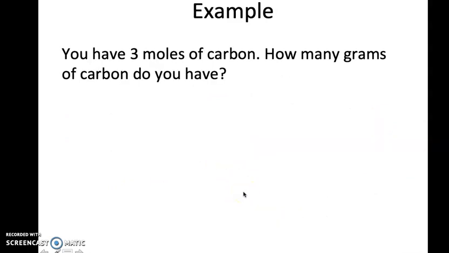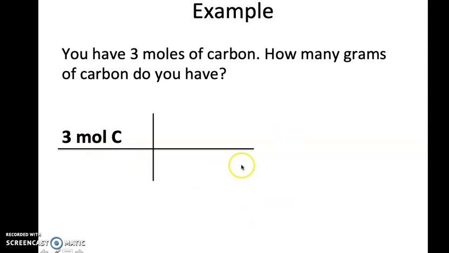Okay, so we're going to do one example really quickly here. It says you have 3 moles of carbon. How many grams of carbon do you have? You can stop me, okay, and pause me and set this up. We're going to set up a conversion factor. We have 3 moles of carbon. MOL is our abbreviation for mole. We're going to set up a conversion factor. What goes on the bottom and what goes on the top?